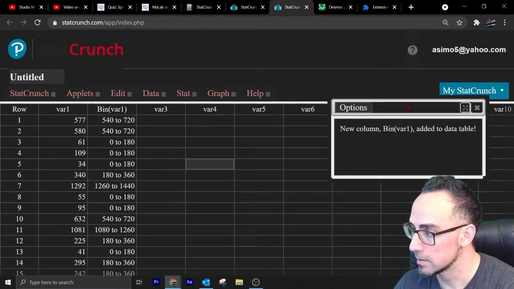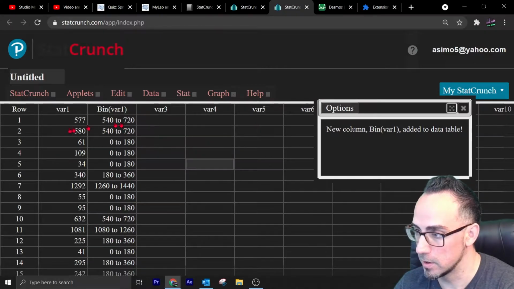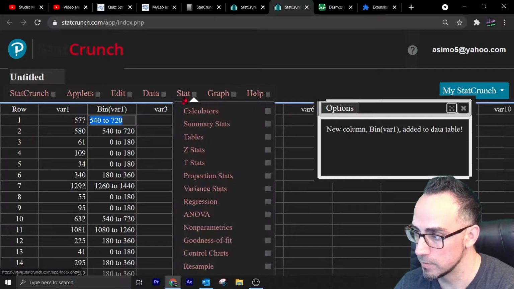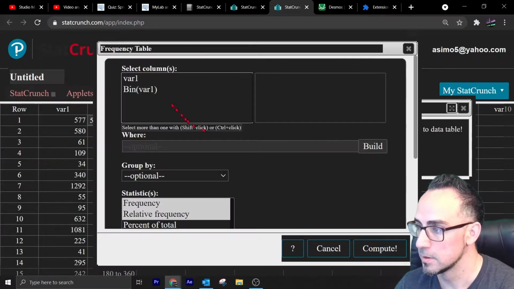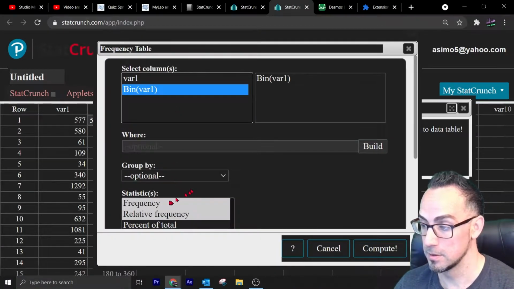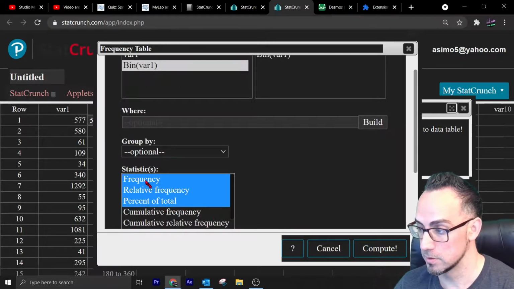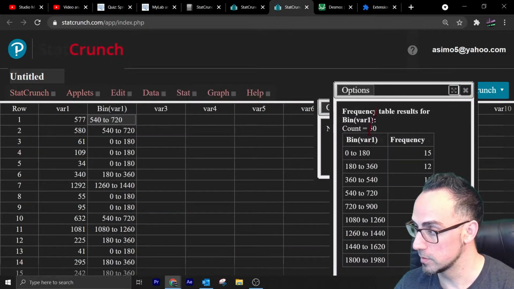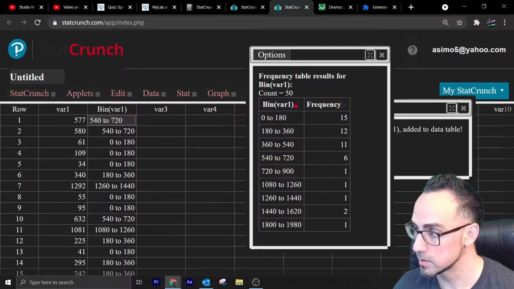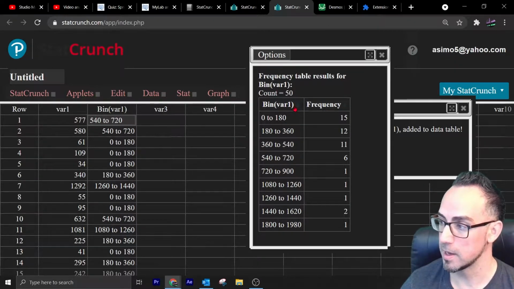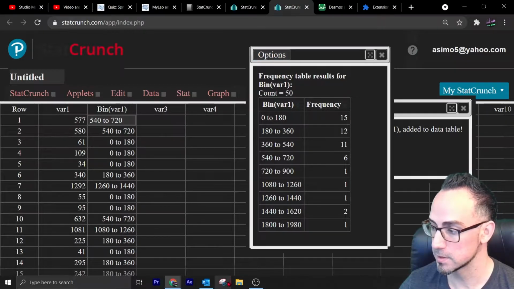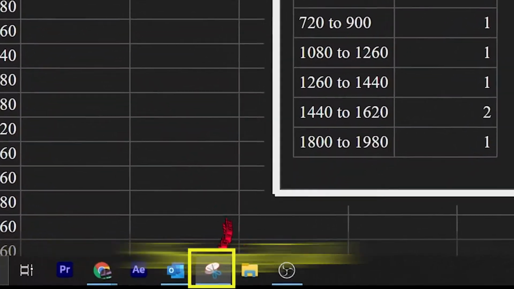Okay, so we got these binned data. All of our data is categorized in different bins. So now I'm going to go to stat, tables, frequency, click the binned data and do frequency distribution. Press compute and that's it. There's your answer. And now if you're taking an exam, you're going to have to take a screenshot of this somehow.